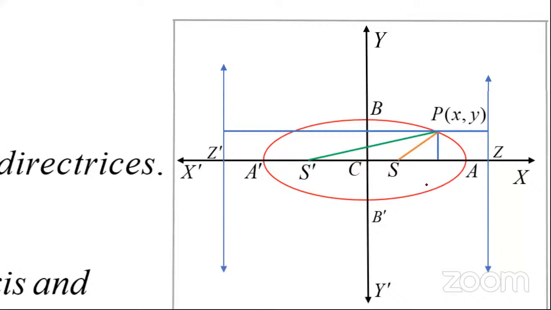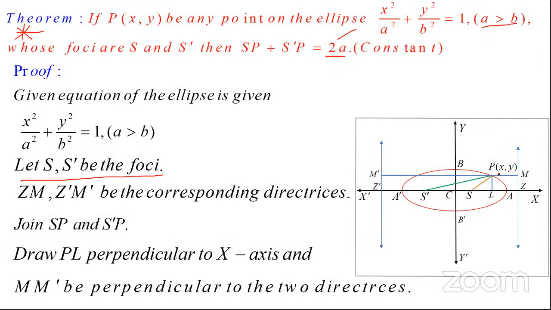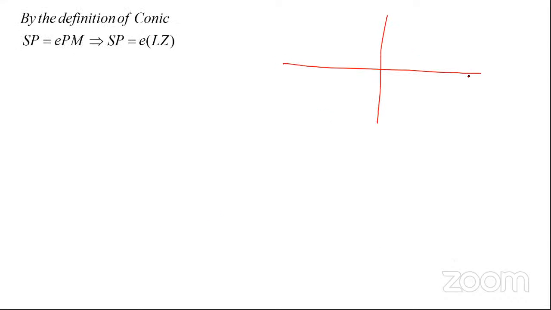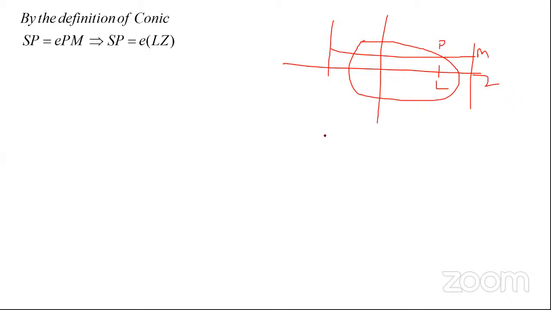Okay, next. By the definition of conic, SP/PM = e, then SP = e·PM, so SP = e·LZ. Why am I taking LZ? Observe this one: here this is L, this is Z, this is P, and this is M. So PM has length equal to LZ. Please observe from the figure. Then PM equals LZ.